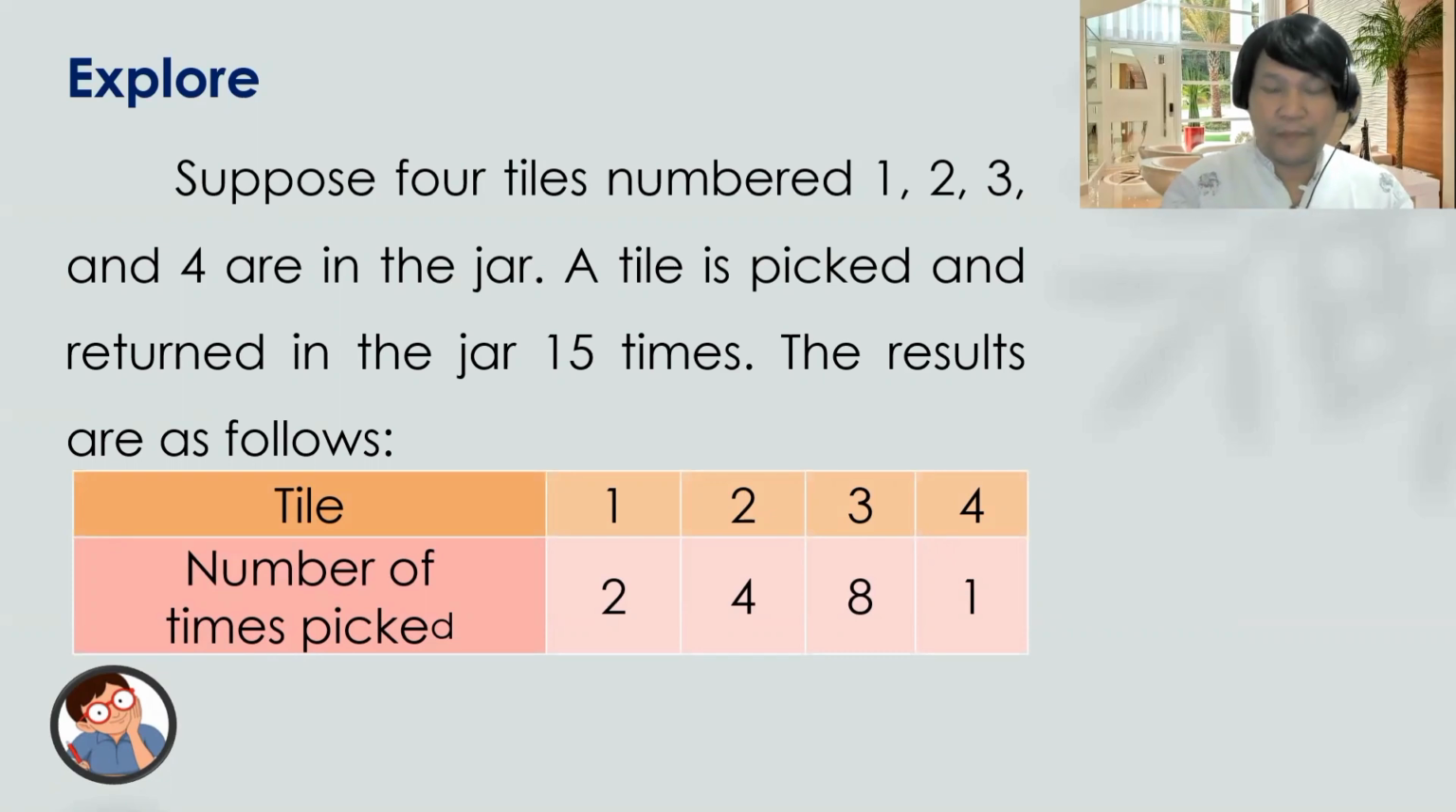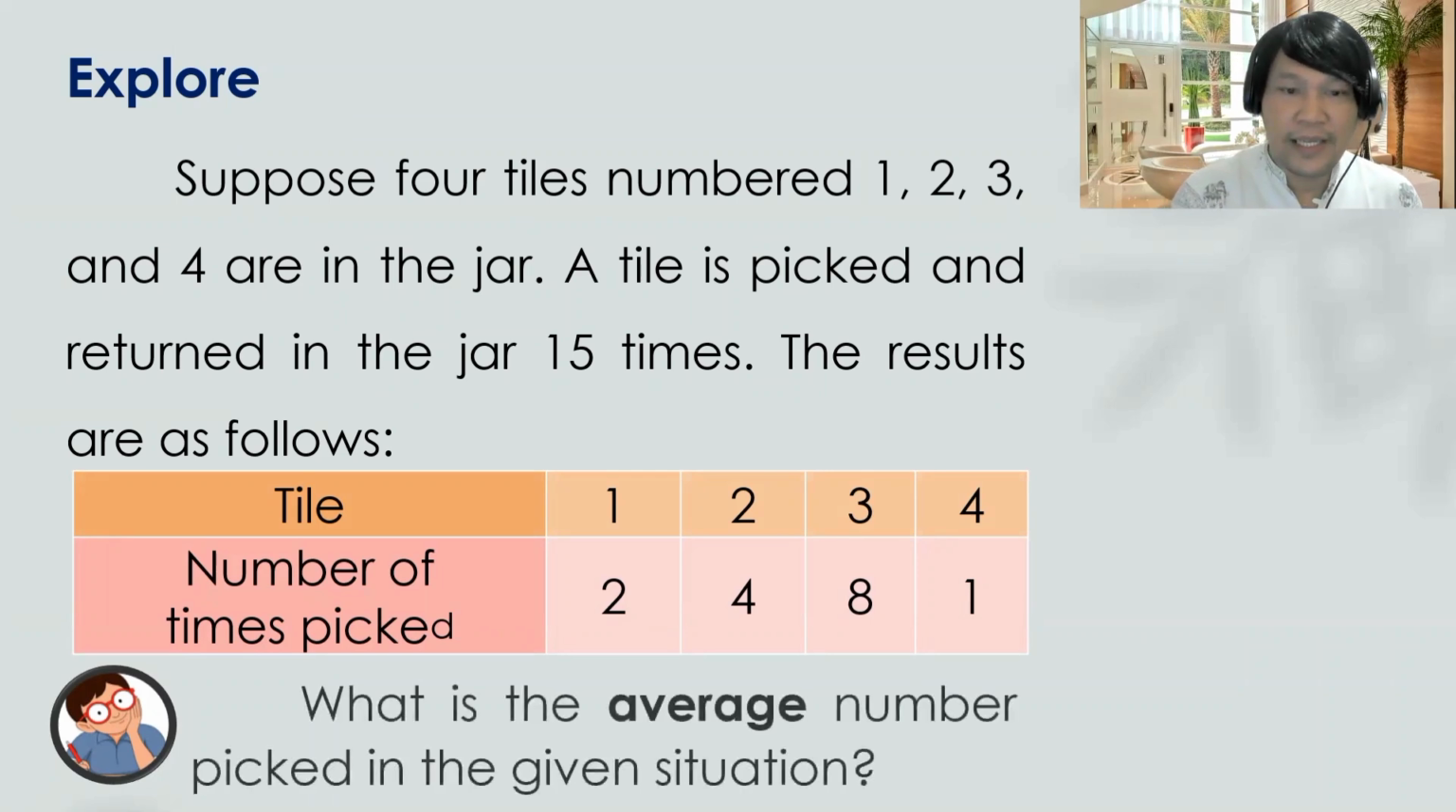Therefore, what if we are asked to find the average corresponding to the tiles being picked? I repeat, tile 1 we have 2 times, tile 2 we have 4 times, tile 3 we have 8 times, and tile 4 we have once. Now, what is the average number picked in the given situation?